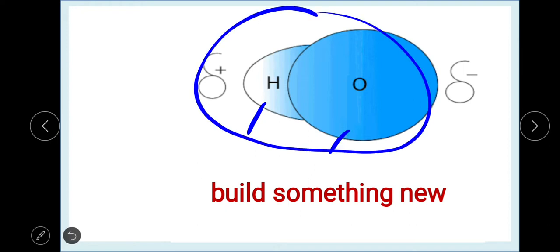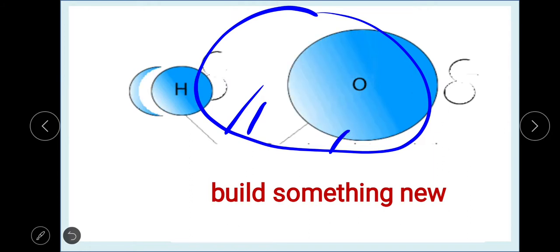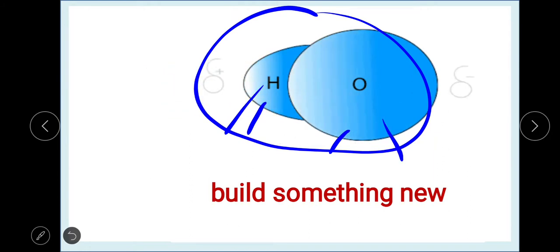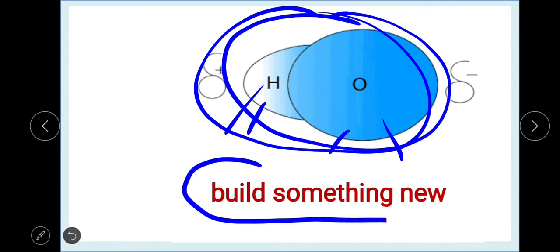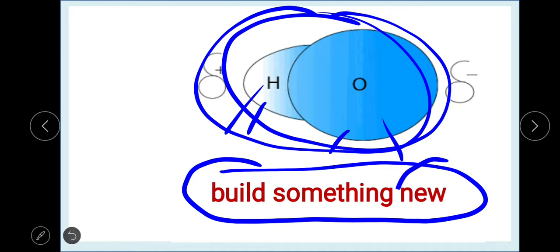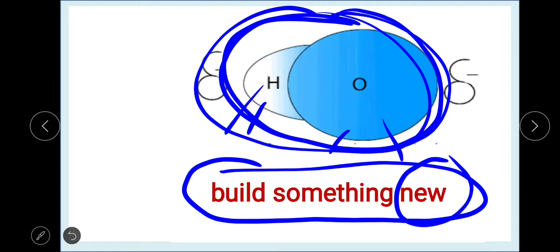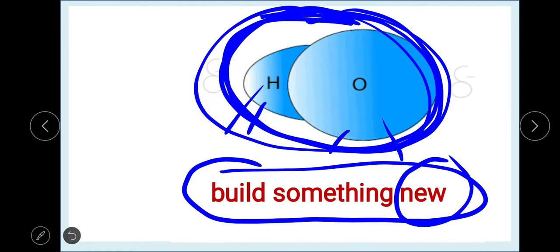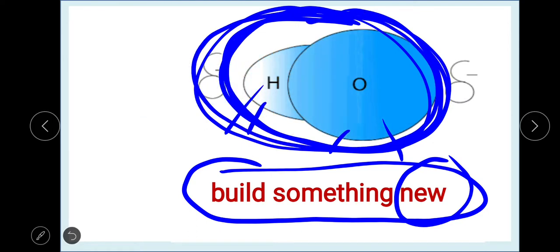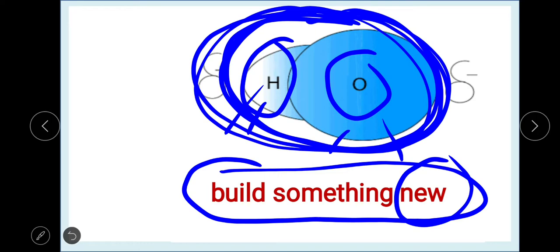combined together become compounds, right? Meaning to say, hydrogen is one element, oxygen is another element. When they combine together chemically, they build something new. Why is it something new? Because the combination of the two elements is very different from them. The hydrogen and oxygen combination is very different from hydrogen alone and very different from oxygen alone. Let us explain it in the next slides.